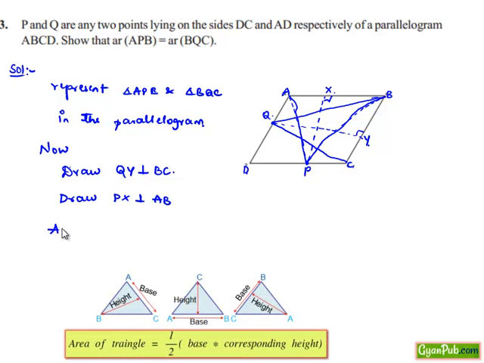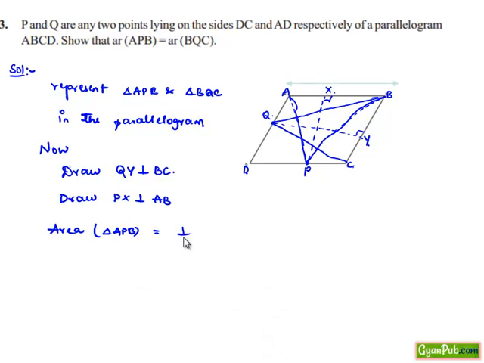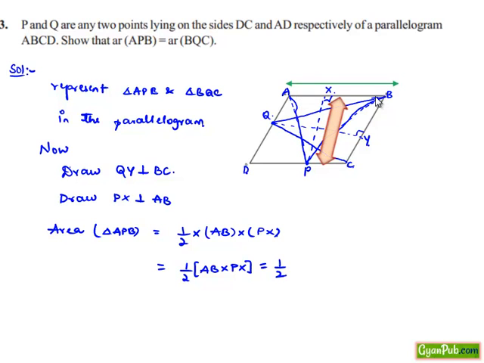Now separately let us find the area of both the triangles, that is area of triangle APB will be equal to half times base, that is AB, times height here is PX, that is equal to half times product of AB into PX. Here in parallelogram ABCD, if we consider AB as base, then PX will be the corresponding height. Therefore, in a parallelogram, the product of base into its corresponding height is area of that parallelogram. Therefore, we can replace the AB into PX as area of parallelogram ABCD.